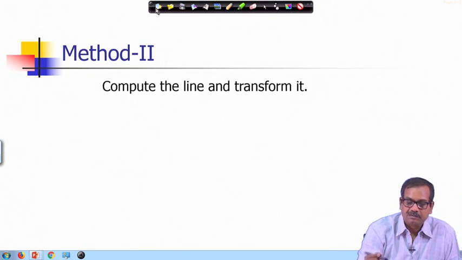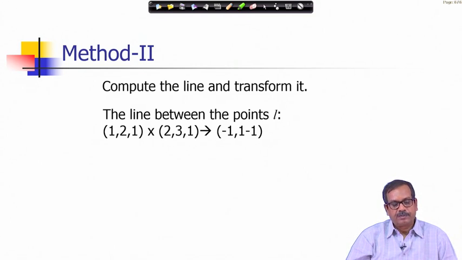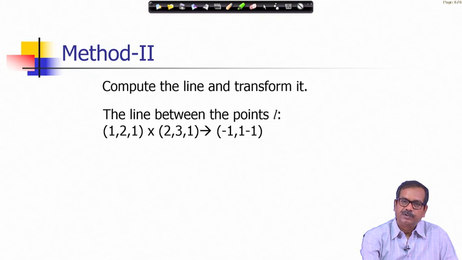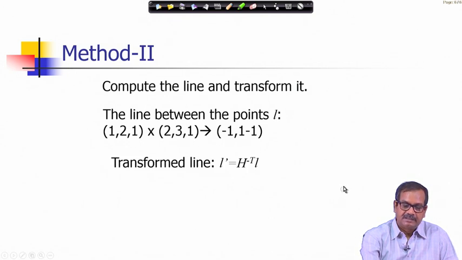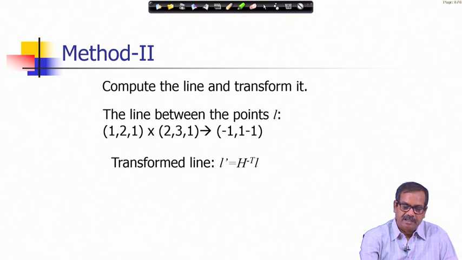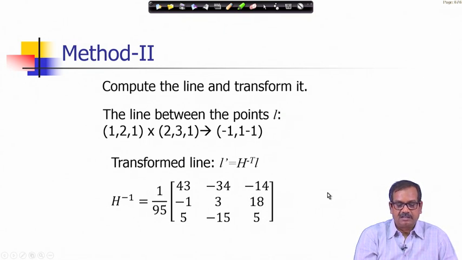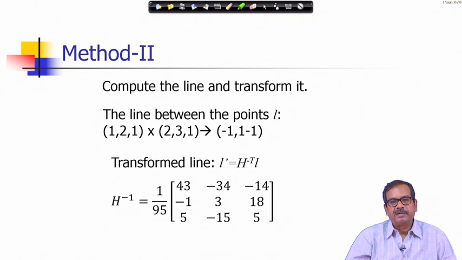So, this is the computation we will be carrying out. So, let me detail out this computation. So, first we will be computing the cross product of these 2 points and the line would be minus 1, 1, minus 1. You can verify these computations by computing cross product of these 2 lines. And then we will be transforming this line by multiplying this line with transpose of H inverse and you get the corresponding transformed line L prime. And H inverse in this case is given by this particular matrix.